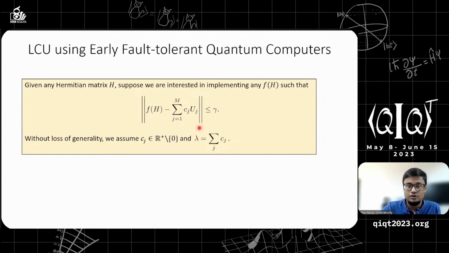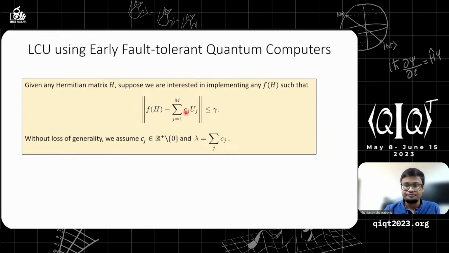The details are not important of what kind of norm it is, but the requirement is that the function that you want to implement should be close to a linear combination of unitaries, and you want to have access to these unitaries, right? So using these unitaries, you want to implement f of H to your initial state. Without loss of generality, the weights of the unitaries can be assumed to be positive real numbers. There are strategies to get around this in case they are not, but I'm not going into that. And lambda is essentially the sum of these weights.